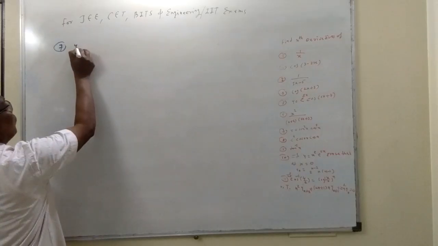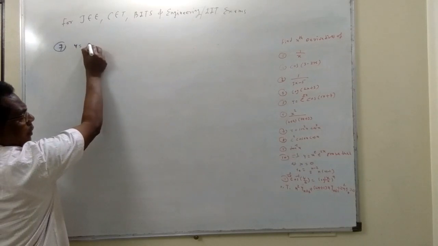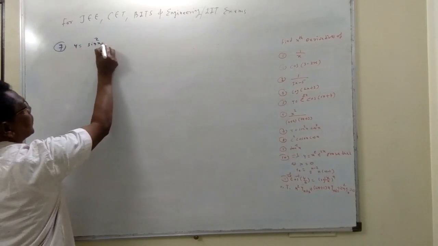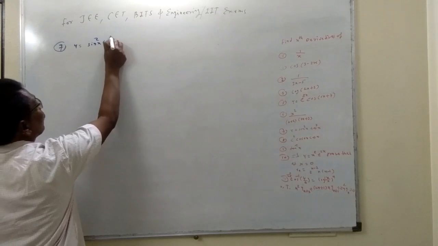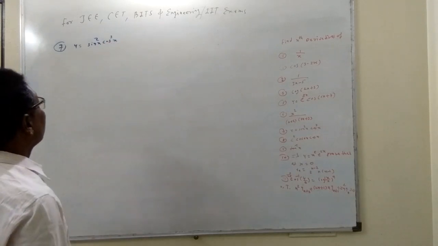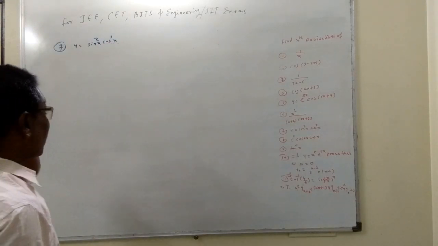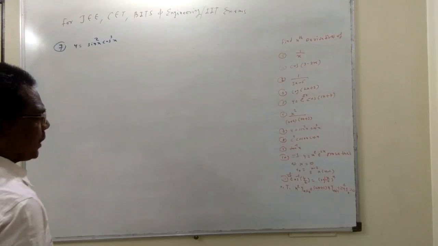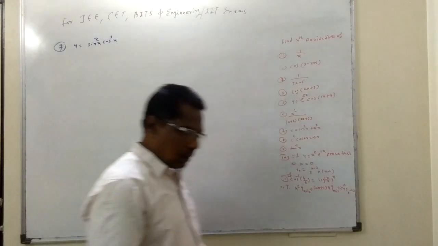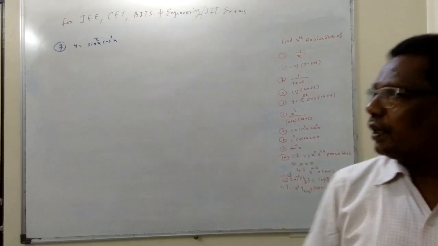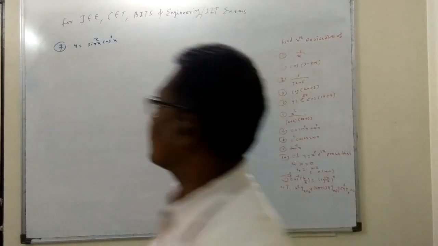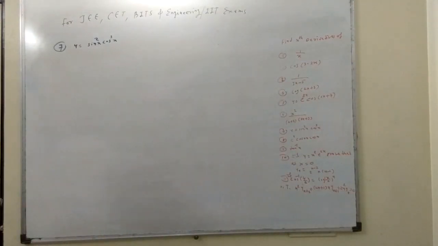So y is equal to sin square x cos cube x. Y is equal to sin square x cos cube x. Now here you know this standard formula for nth derivatives of sin and cos functions. So you want to convert this function to sin and cos.